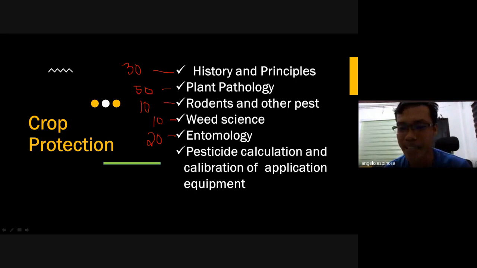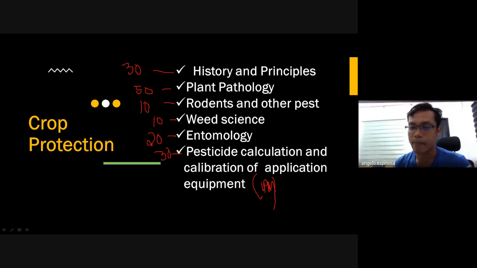And then, we have next, pesticide and calculus, also known as IPM. Ginamit ko na lang ang IPM as overall or major or general topic niya. So, 30 items po yan. Okay? 30 items po tayo dyan sa ating IPM tomorrow. Ayan. So, yan yung kailangan ninyong aralin.